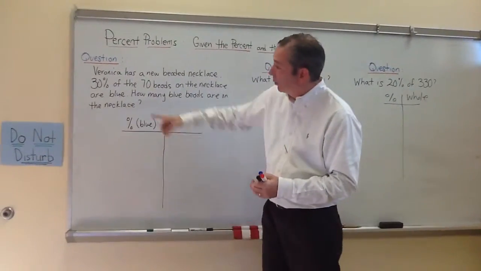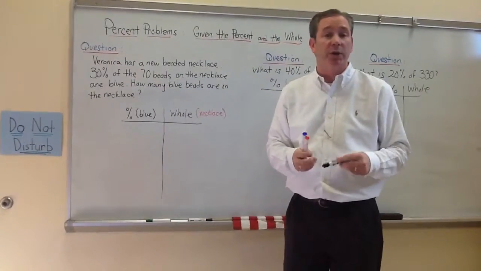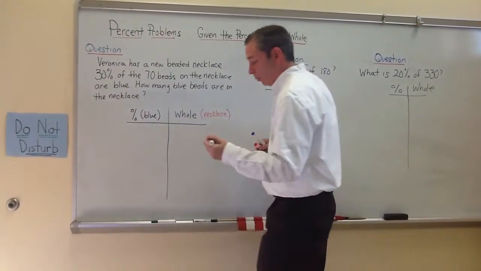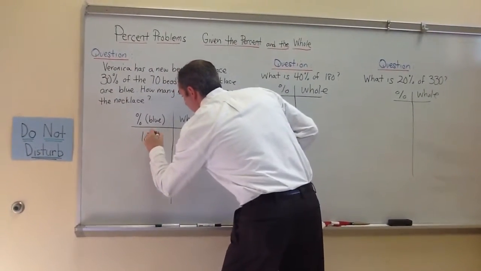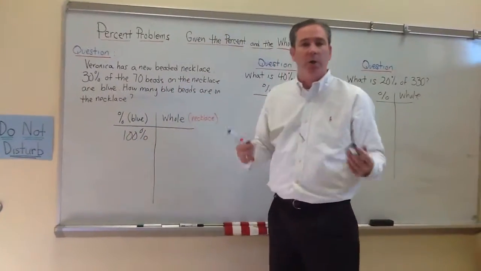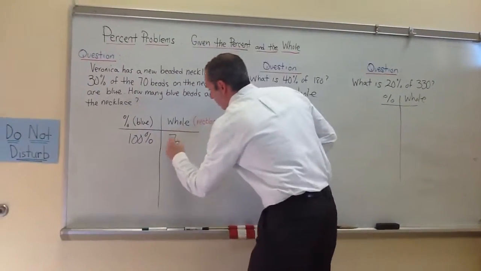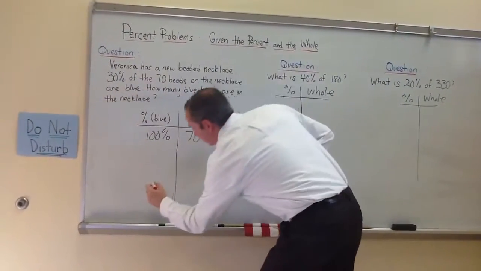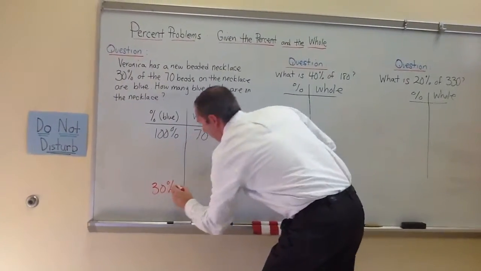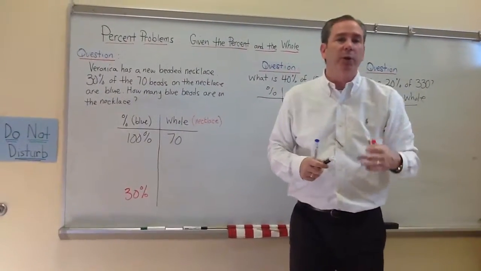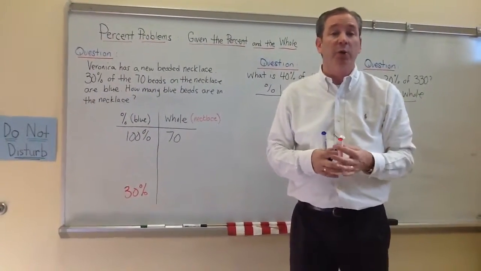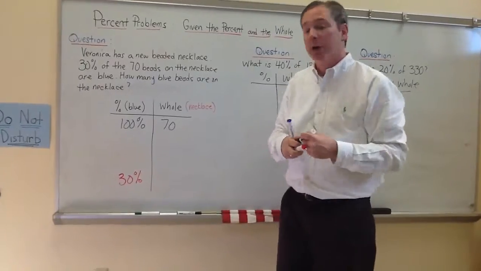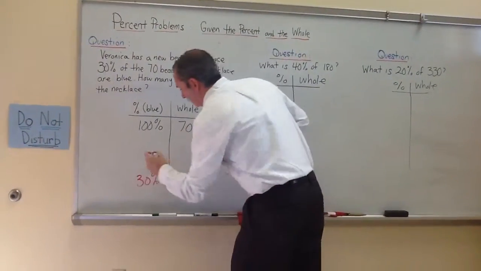Now we want to get to 30%, but we're not going to start there. We're going to start with an easier number. We're going to start with 100%, because we know that 100% of the beads is 70 beads. But we want at the end of the problem to get to 30%. Now jumping from 100 to 30% is not an easy jump, so we're going to use an easier step. We're going to go to 10%.